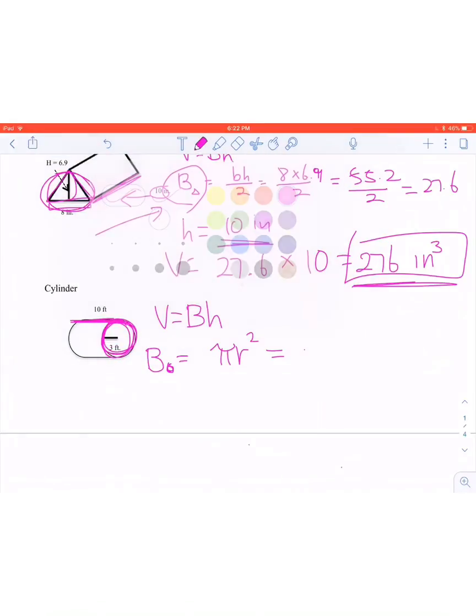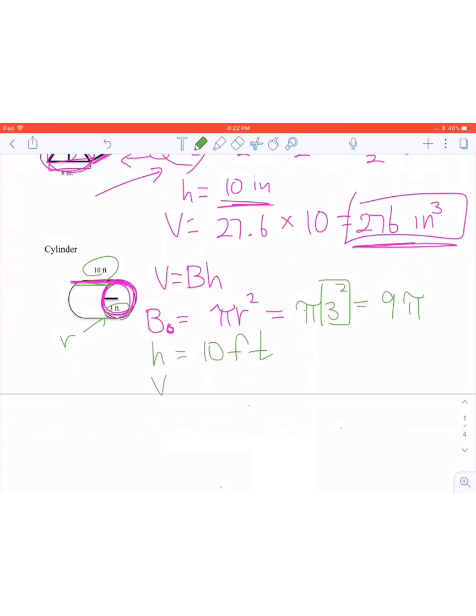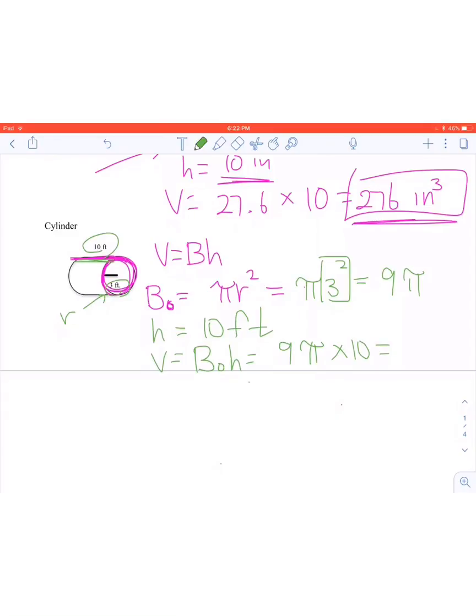Let's just quickly change the color of my pen. So the radius is 3. So it'll be pi times 3 squared. 3 squared is 9, so it'll be 9 pi. And my height then is 10 feet. So the volume is going to be area of base times height, which is 9 pi times 10, which will give me 90 pi cubic feet.